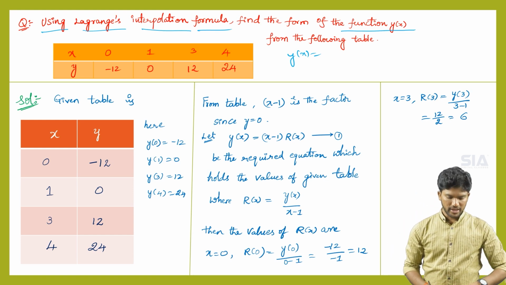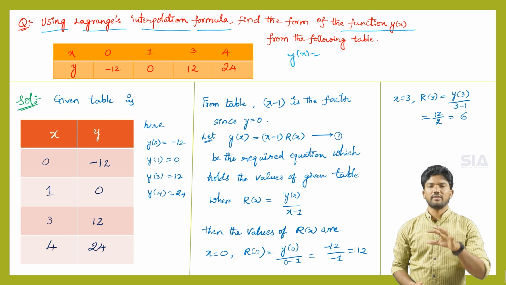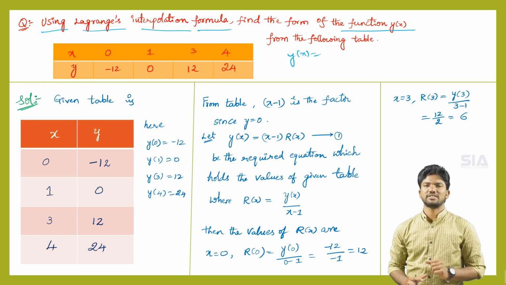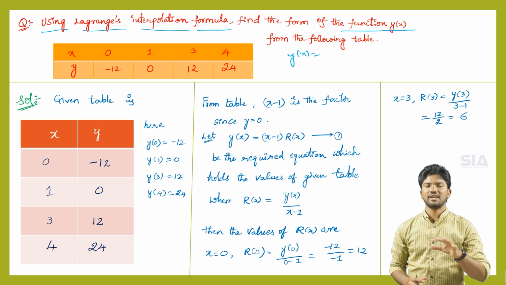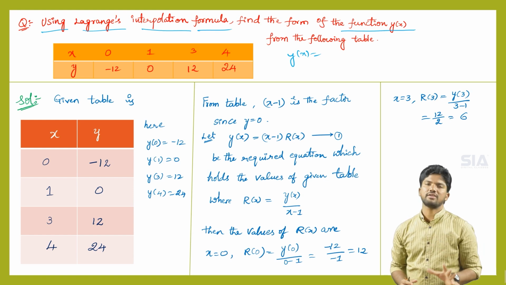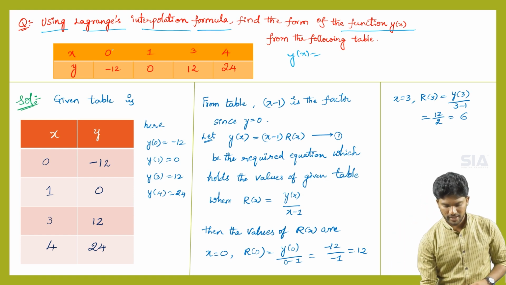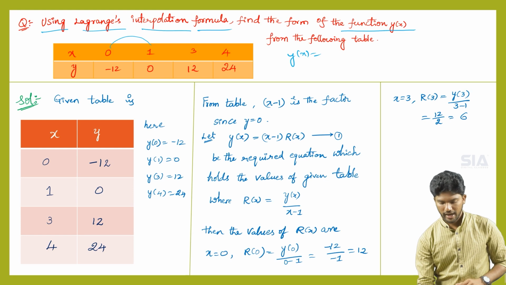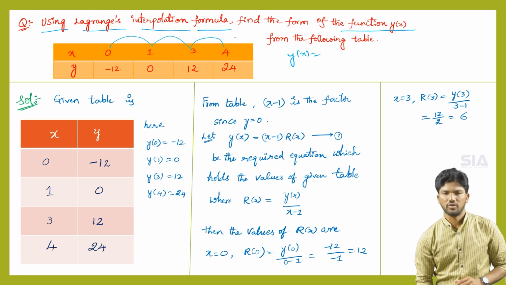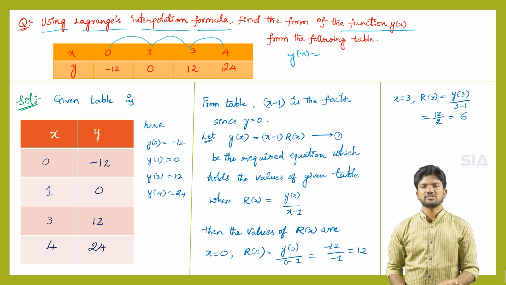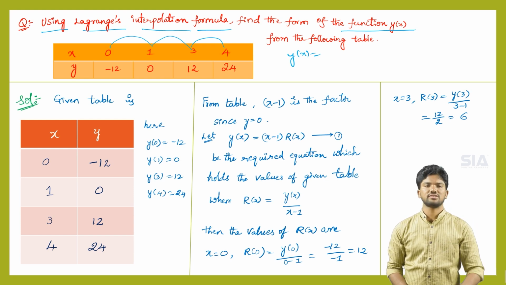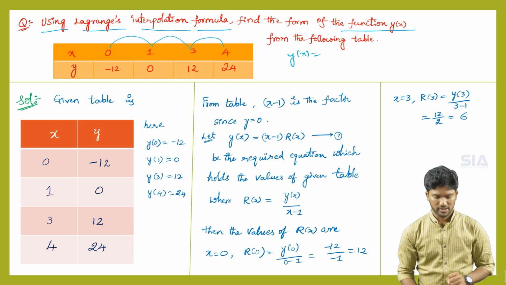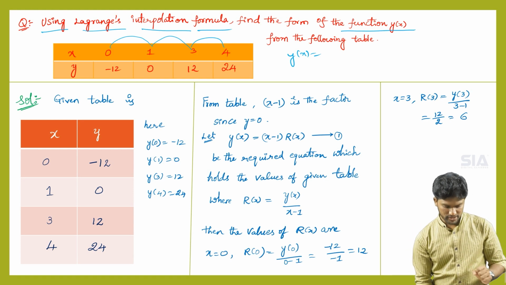Here you can observe carefully, whenever we use Lagrange's interpolation formula, the main thing is whether the x values are unequally or equally spaced. If you observe carefully, 0 to 1, 1 to 3 and 3 to 4 are unequal intervals, unequally spaced values. For these types of values also we can use Lagrange's interpolation. Now we can start the solution.